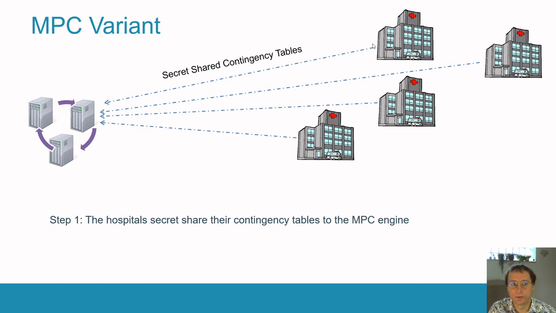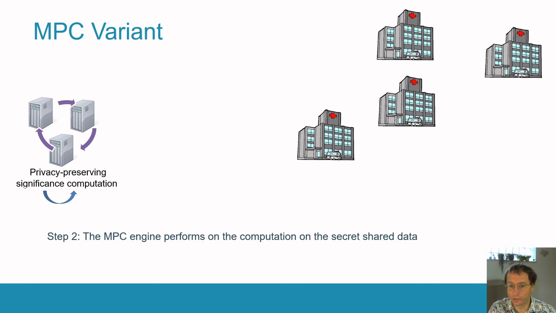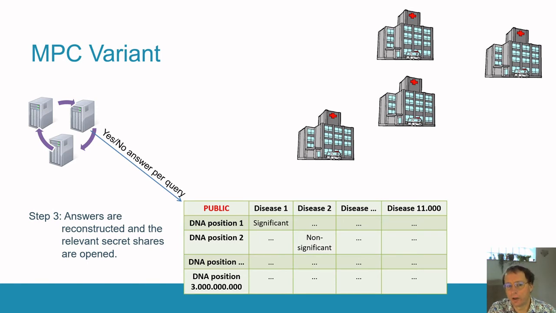Here the hospitals secret share their contingency tables over to the MPC servers, and the MPC servers perform the computations on the secret-shared data in a way that they can't determine the actual values they're computing on, and then they reveal the answer. So we see that there isn't much difference between the FHE variant and the MPC variant, except that we still need 2 servers or more, but the MPC variant is much, much faster because it can compute quicker. On the other hand, we do have to have a lot more communication.